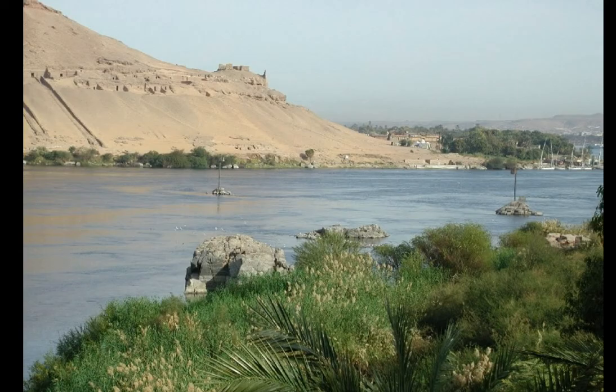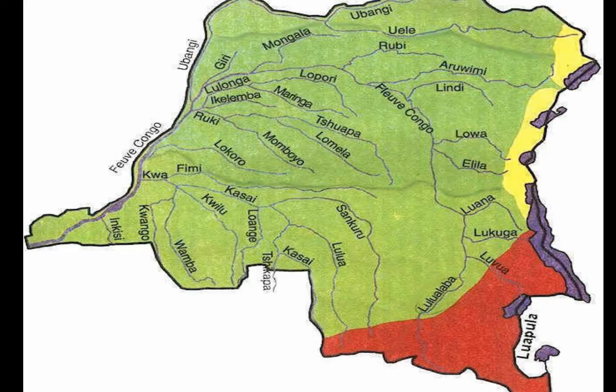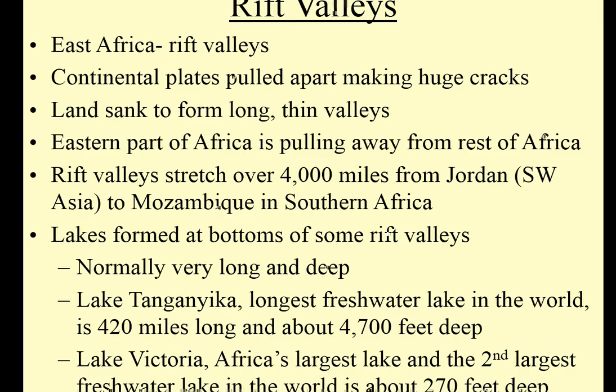Here's a picture of the Nile River. You can see it's pretty good width right there. This is the Congo River Basin. Talk about the largest network of rivers. All these guys flow into the Congo River as it heads out to the western side of Africa into the Atlantic Ocean.